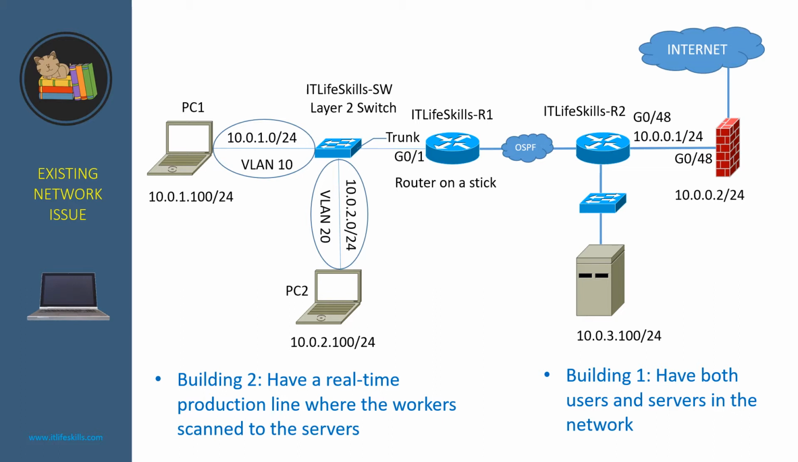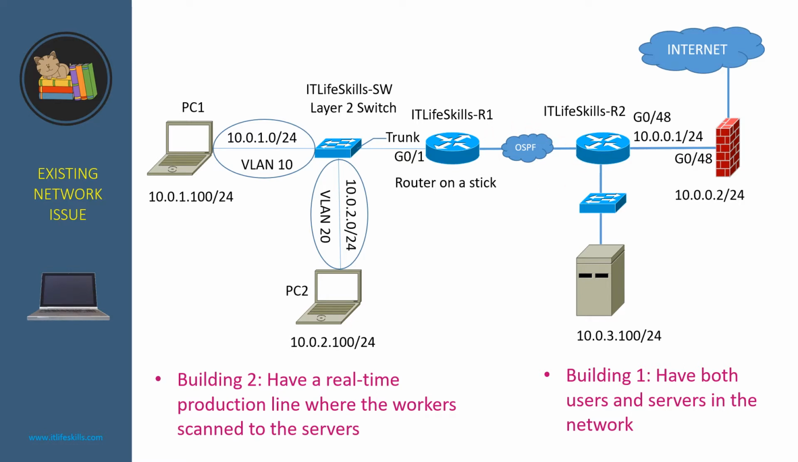The network contained two main buildings within a big campus. Building 1 had both users and servers in the network. Building 2 had a real-time production line where the workers scan to the server in Building 1. The two buildings were connected by two routers which were configured with the OSPF routing protocol.